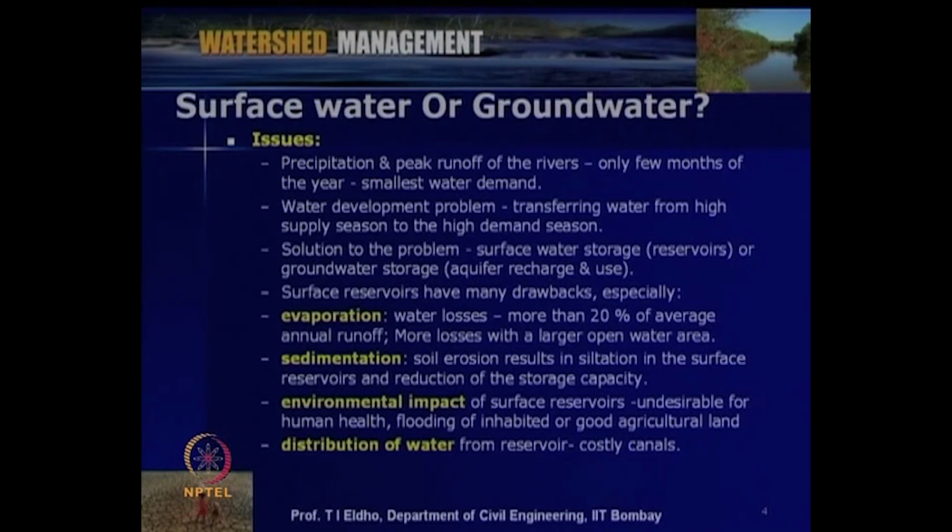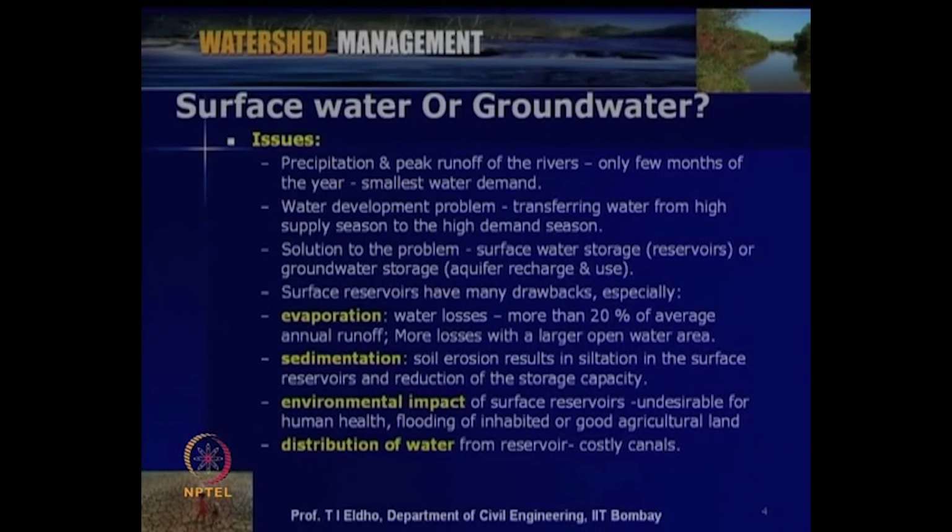So this soil erosion results in siltation in the surface reservoir, and then finally there will be a reduction in the storage capacity. So that is another major issue as far as the surface water is concerned. And then a number of environmental problems will be there, like if we are going to construct a large dam and then a large area we have to utilize for the reservoir.